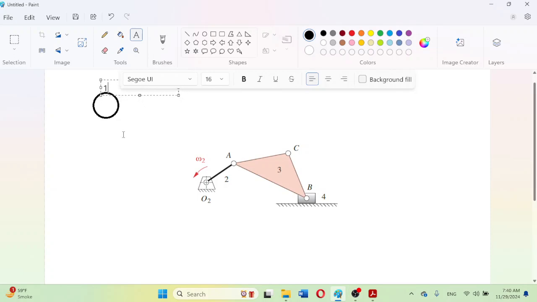circle into equal number of parts, and depending upon the number of instant centers, as we are familiar, this circle will be divided into equal parts as there are the number of links. So here are 4 links, so this circle will be divided into 4 parts.